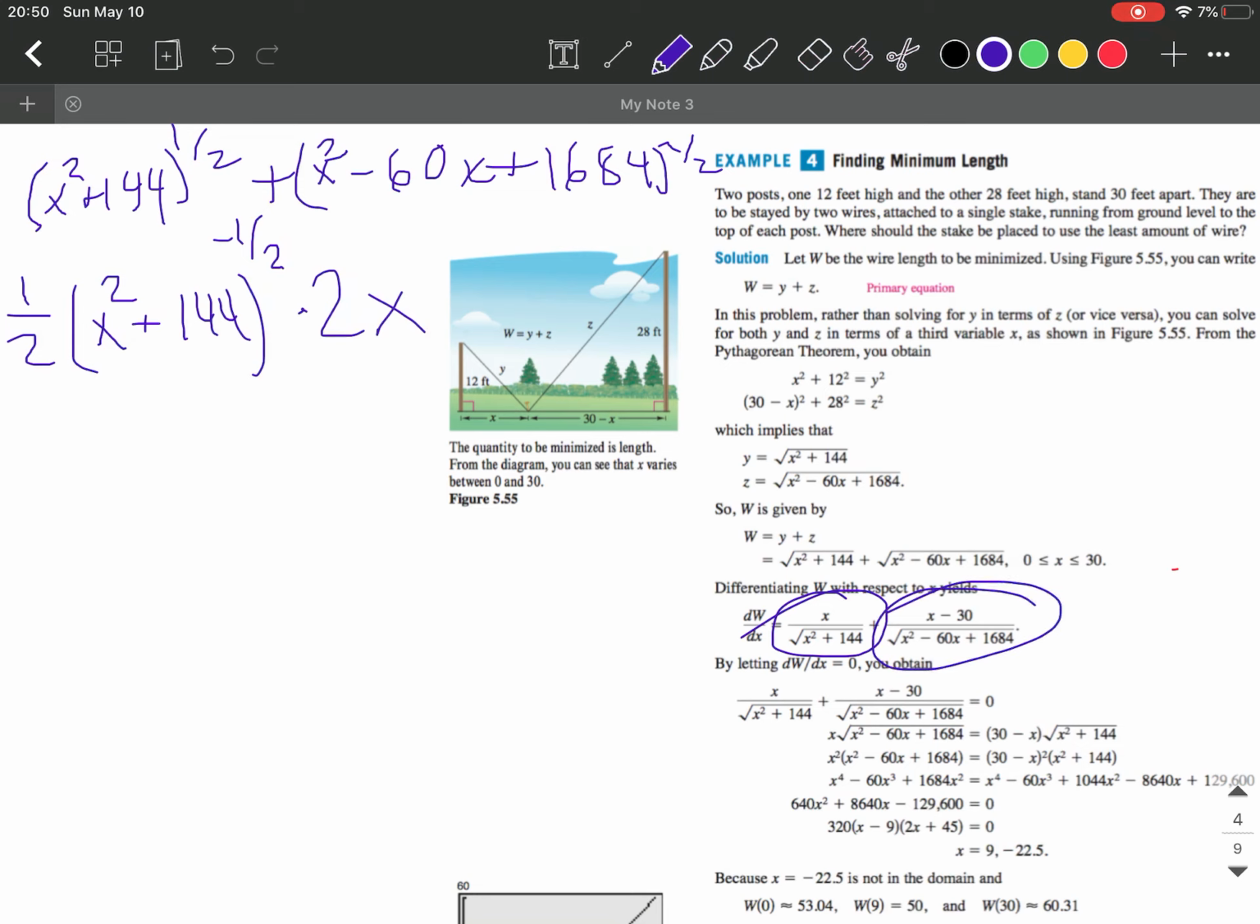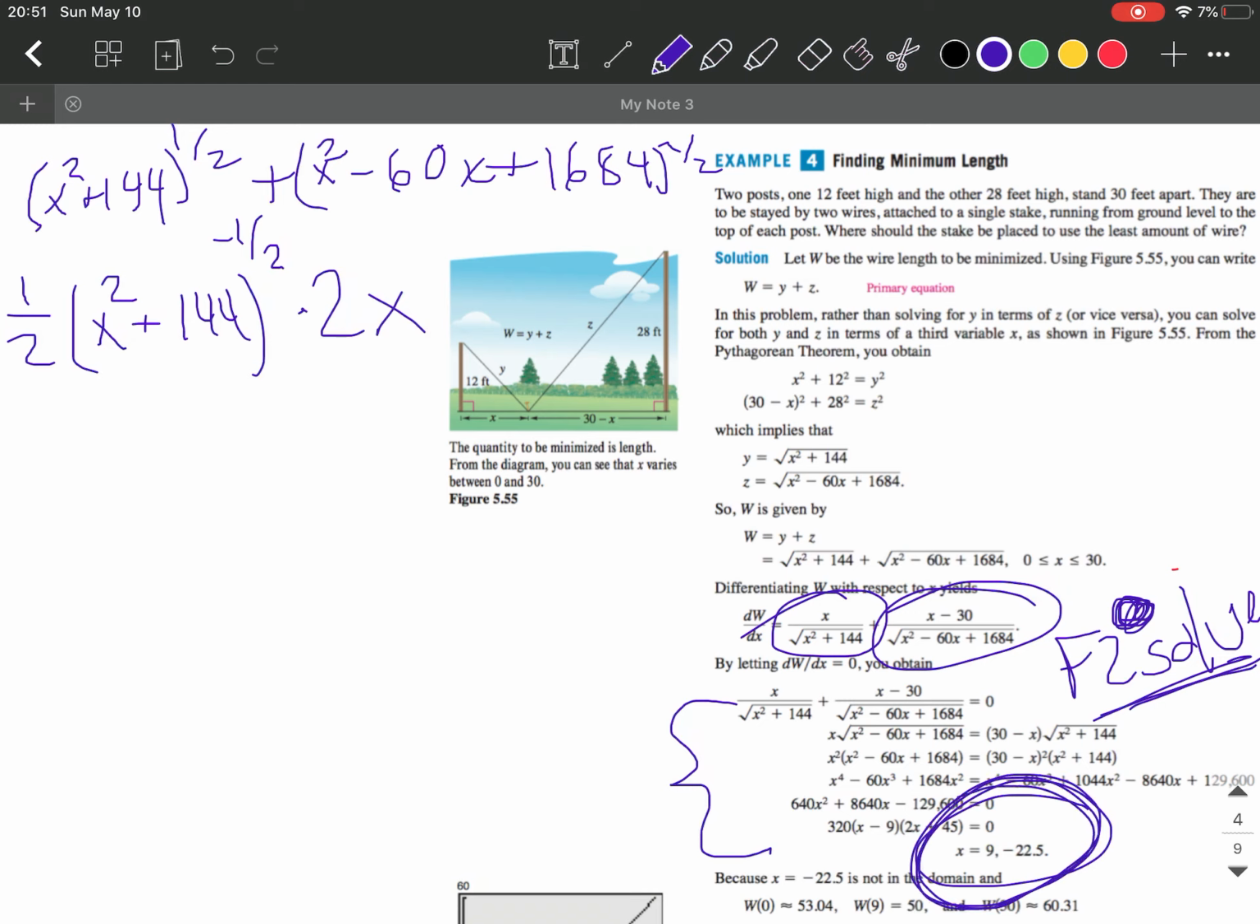Now you make that equal to 0, and for this part over here you will use your TI. I'm sure they would not expect you to do this specific part by hand. So you just take this equation and plug it into your TI to solve. I think you do know how to use that. And you would find two x values, 9 and negative 22.5. You can't have a negative amount of wire. So you know your answer is going to be 9 because the other one's not part of the domain.